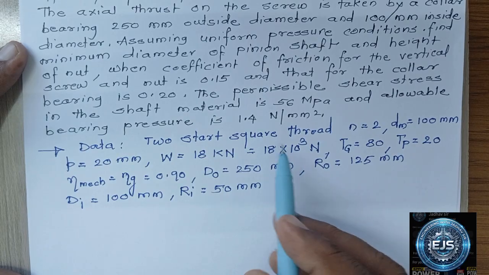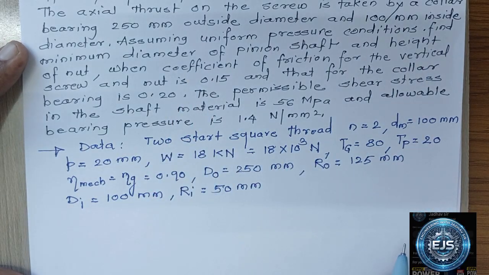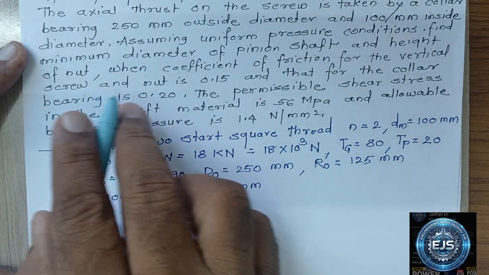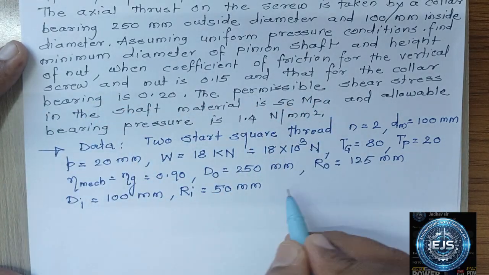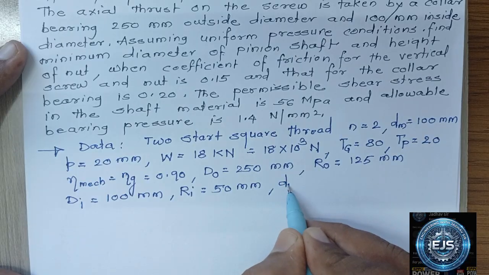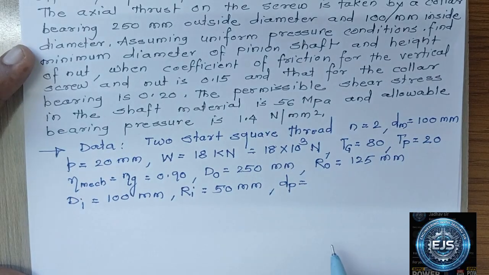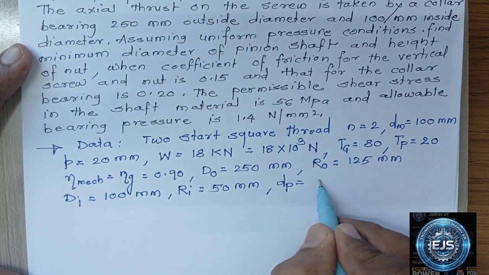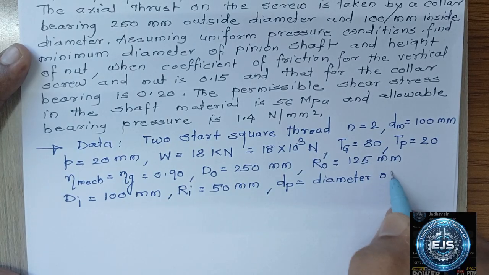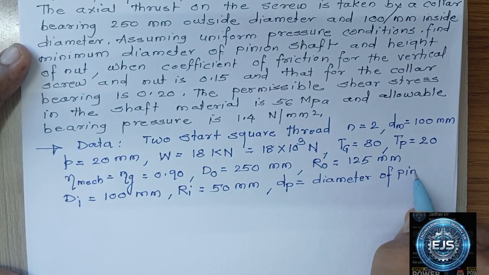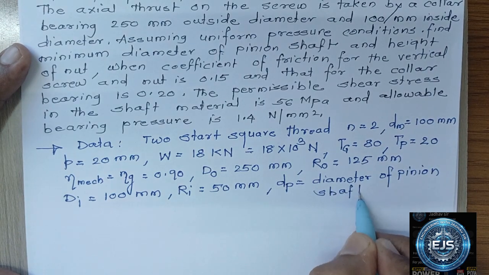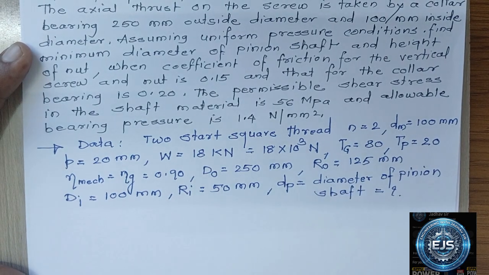And it is said that, assuming uniform pressure condition, we have to use the uniform pressure condition for this problem. Find out the minimum diameter of the pinion shaft and height of the nut. So let us say DP is the diameter of the pinion shaft. We have to calculate this minimum diameter of the pinion shaft required in this case.